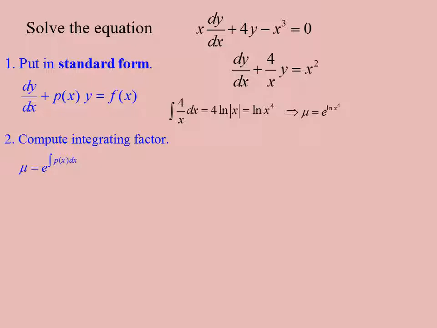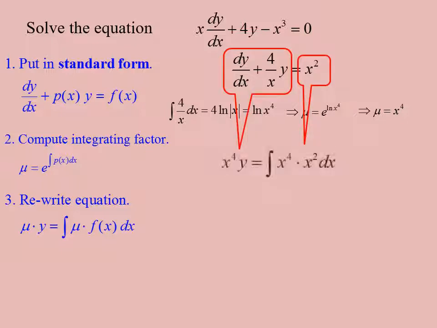Well, now e to the exponent of ln of x to the 4 comes out to be just the x to the 4. So that's our integrating factor. Now here's how that works. We simply change our differential equation into this. We're going to have the mu times y, which is x to the 4 times y, and the integral of mu times f, which is x to the 4 times x squared.